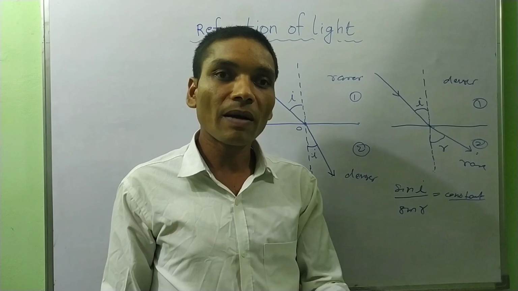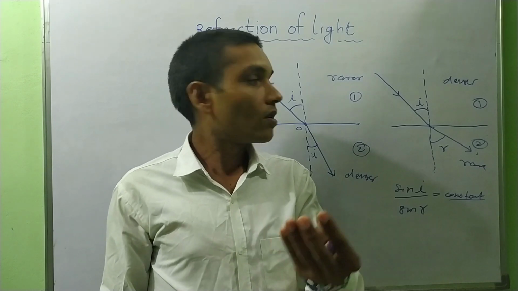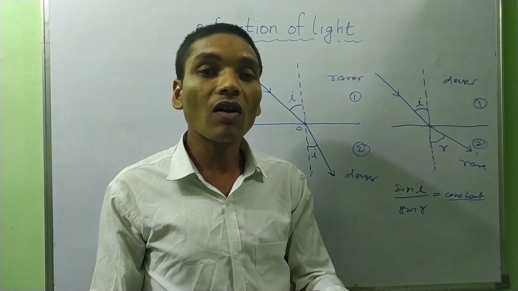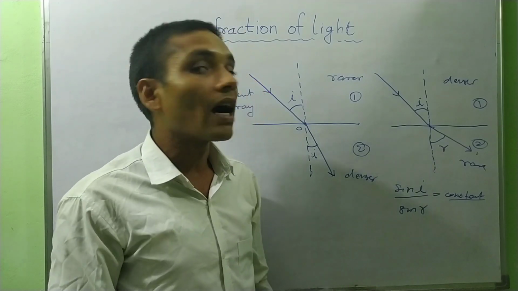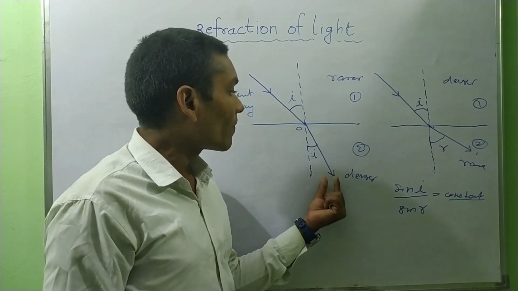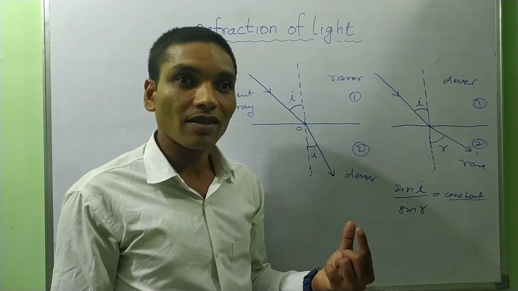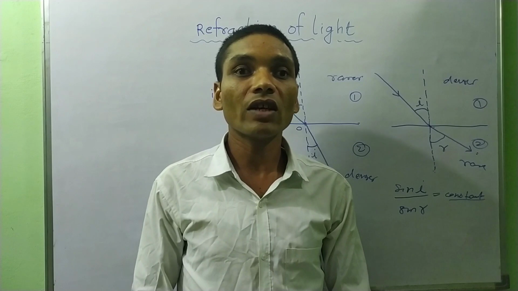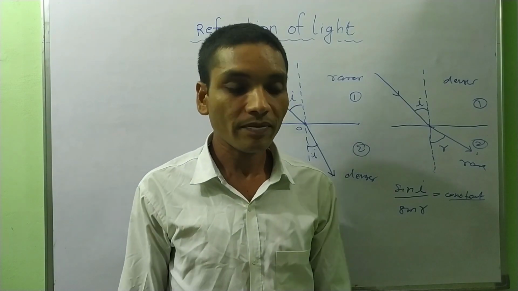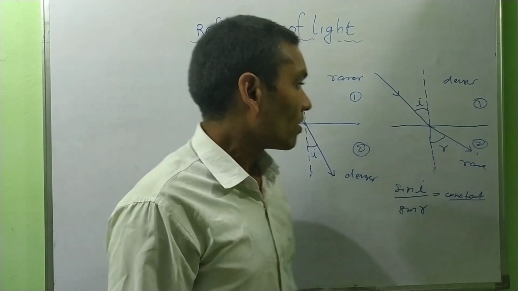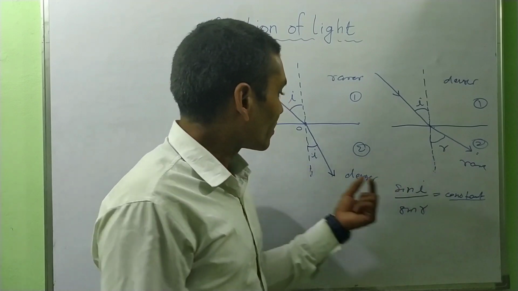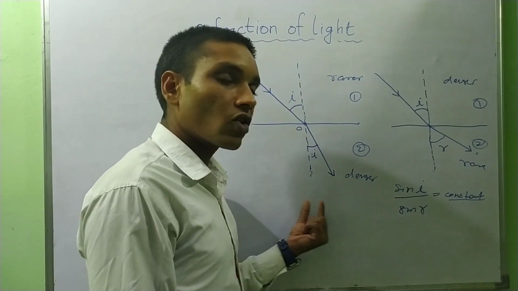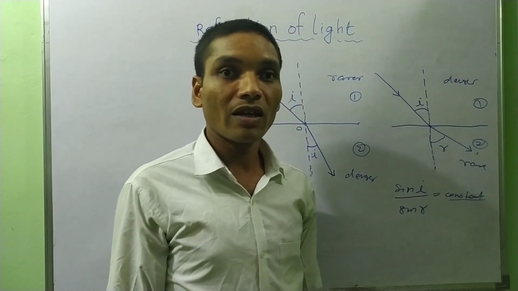Or the measure of refraction, how much the refracted ray bends. This ability of the second medium is called the refractive index in general. Now why does this light ray bend towards the normal or away from the normal?